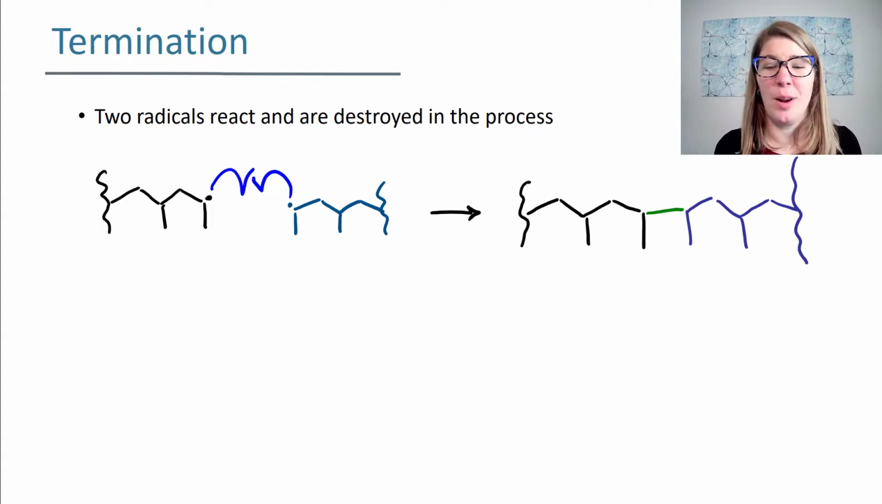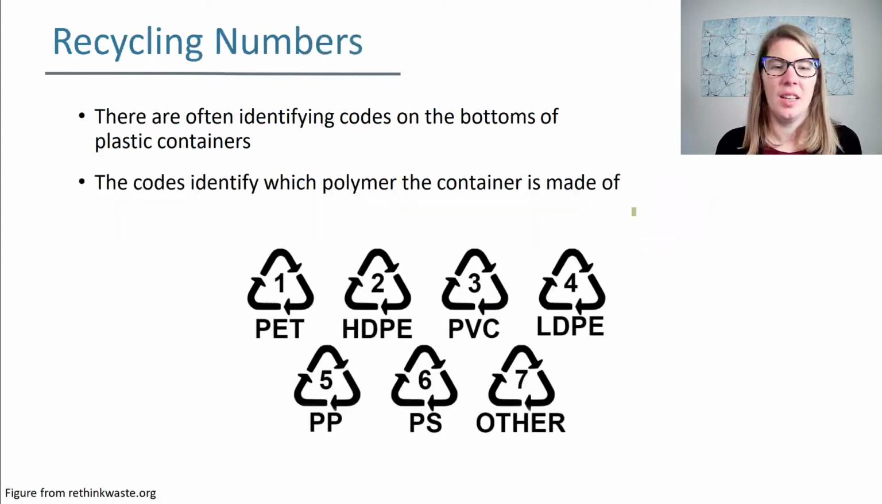In this termination process, notice how this part where we drew that new green bond has a different pattern than the rest of it. And that pattern leads to a situation where that bond is pretty easy to break in comparison. And so if we heat our polymer in order to try to reform it into something new, that bond can break pretty easily. And that's where recycling comes into play.